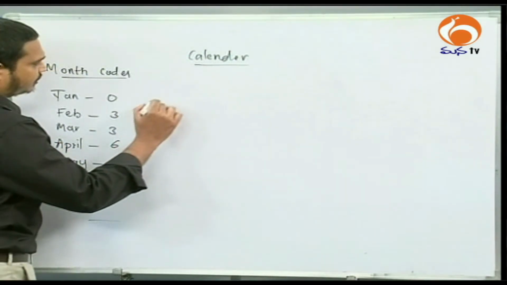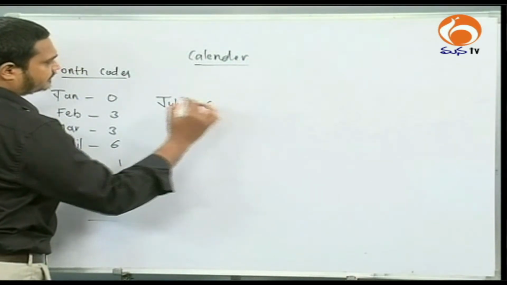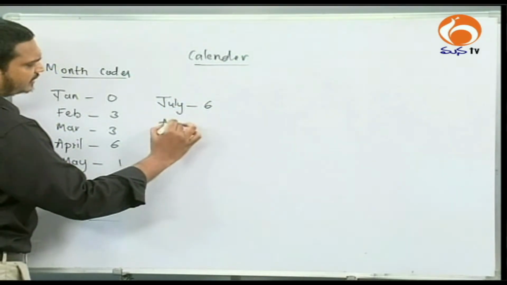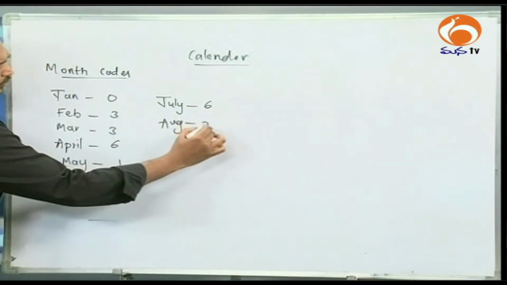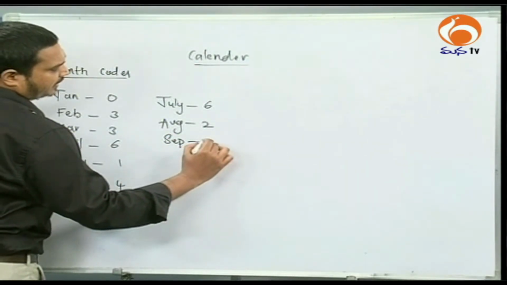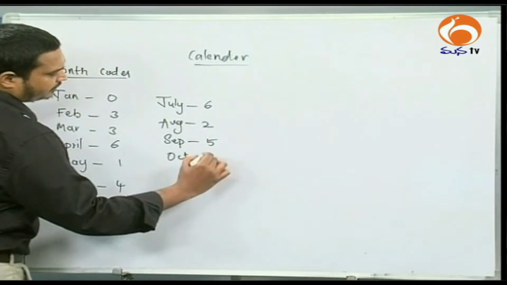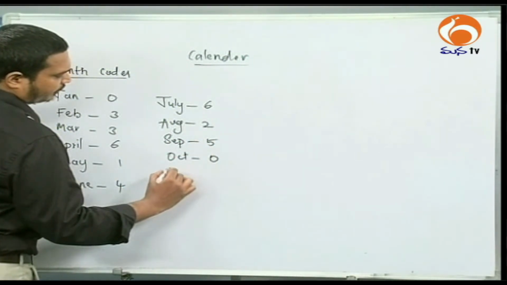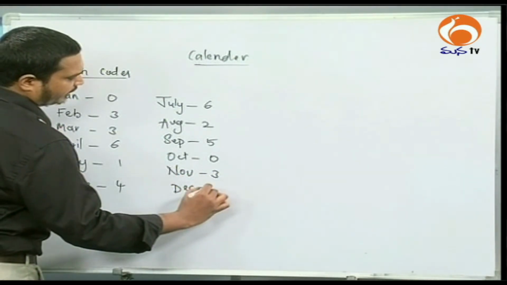And then let's go with July. The code for July month is 6. And then August, it is 2. And then September, it is 5. And then October, it is 0. For November it's going to be 3, and for December it's going to be 5.